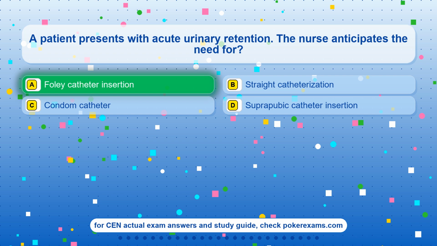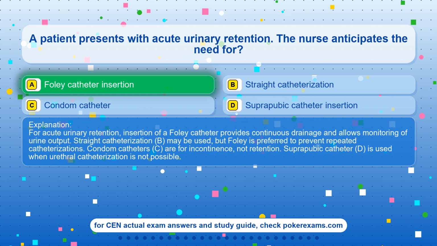The correct answer is option A, Foley catheter insertion. For acute urinary retention, insertion of a Foley catheter provides continuous drainage and allows monitoring of urine output. Straight catheterization, B, may be used, but Foley is preferred to prevent repeated catheterizations. Condom catheters, C, are for incontinence, not retention. Suprapubic catheter, D, is used when urethral catheterization is not possible.